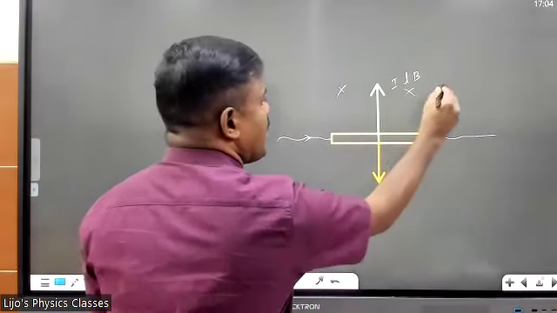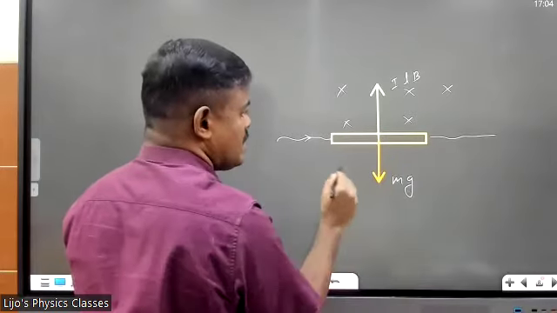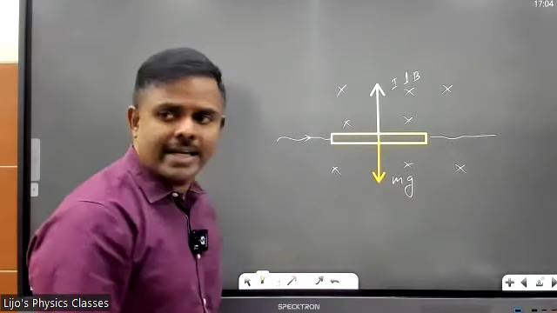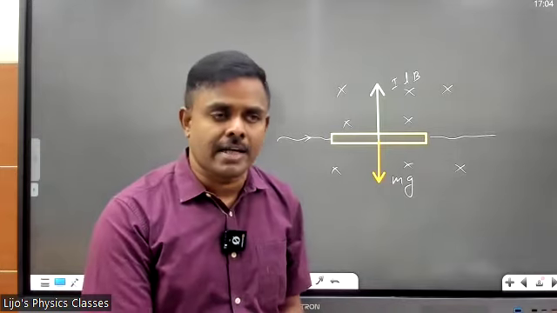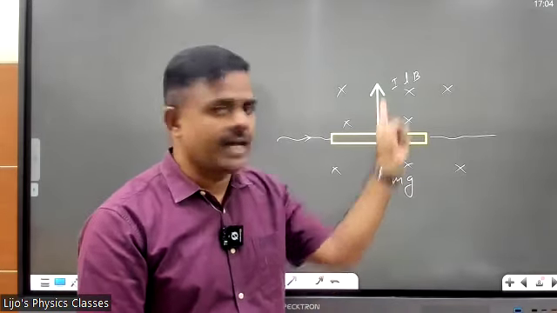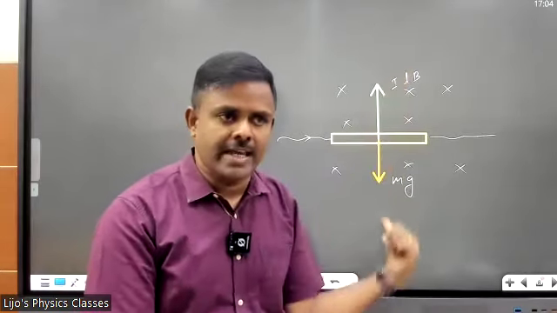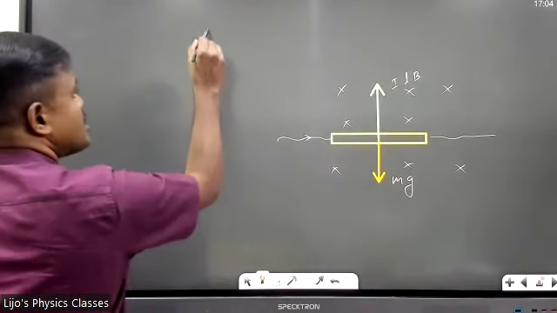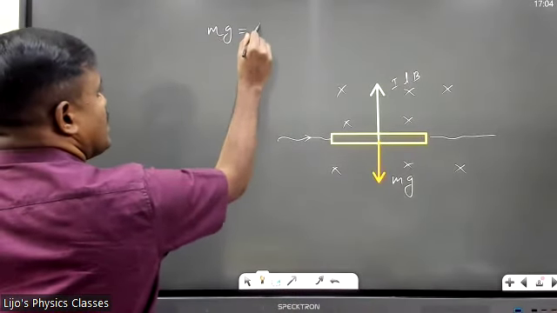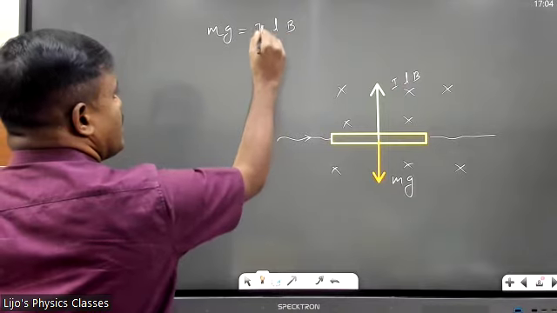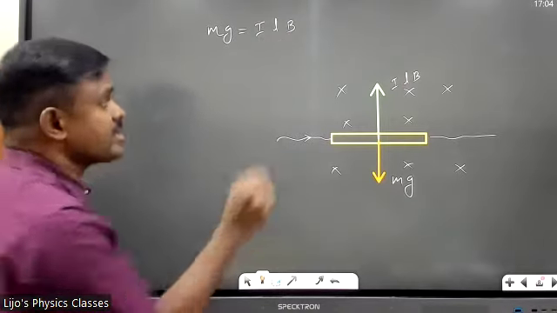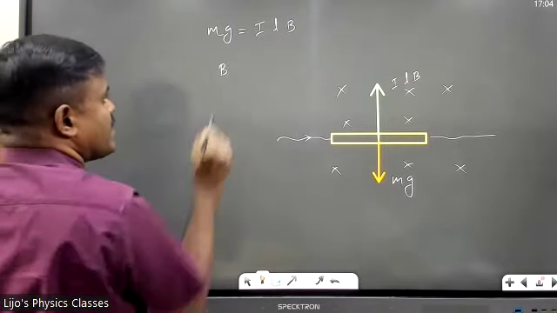Just apply a magnetic field like this. Now, a current carrying conductor inside a magnetic field will experience a force ILB. Weight is mg. If they balance each other, what is the condition? mg is equal to ILB. In the question, you have to find the magnetic field required.